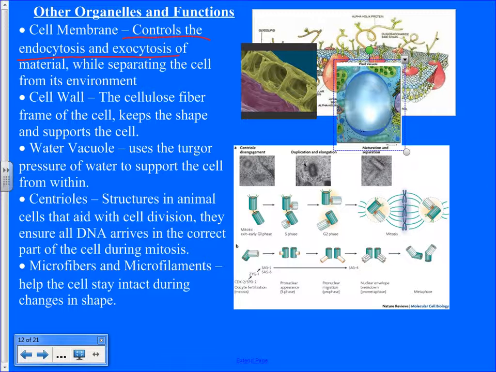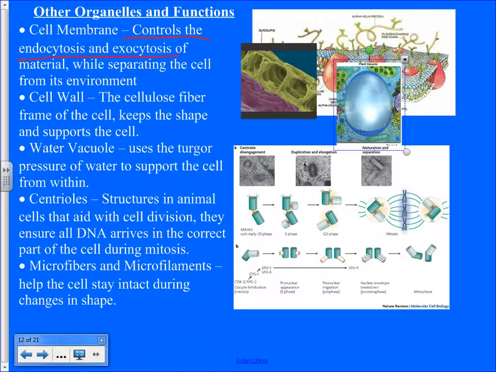Well, that's the same thing with the water vacuole. Pressure from within pushes out on the cell. If there's no pressure in there, the environment pushes in on the cell, and that's when the plant can wilt and look sick. Okay, centrioles. Talked about these. They're only in what? Animal cells. And the water vacuole is only in plant cells.